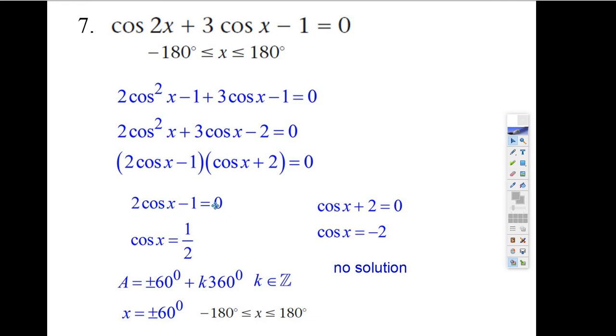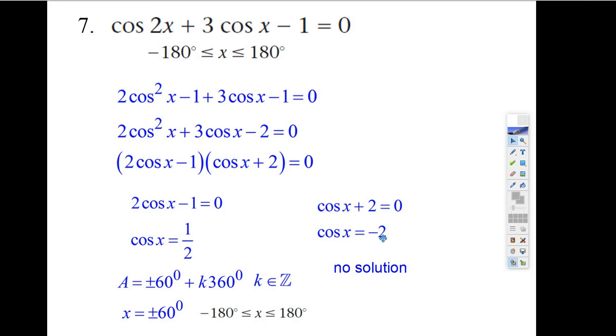Then you go 2 cos x minus 1 equals 0. Add 1, divide by 2. Go shift cosine on your calculator, and you'll get plus or minus 60 plus k times 360. There's the general solution. But cos x plus 2 equals 0. Cos x equals minus 2. Put that in your calculator.